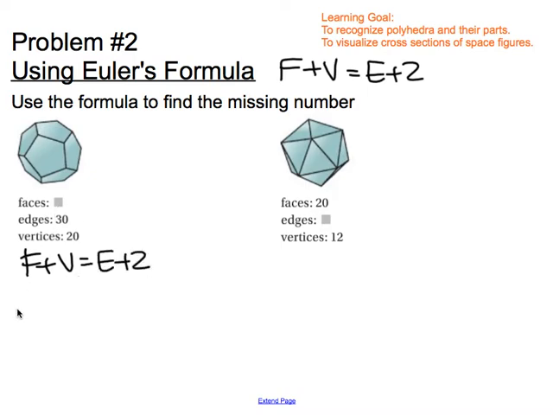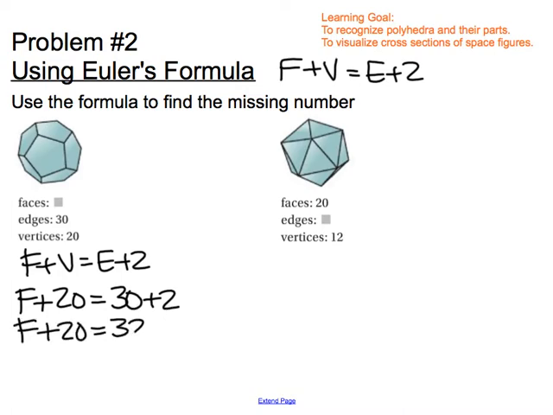We have F plus V equals E plus 2. Here the number of faces is a variable. So we have F plus V, which is vertices. So we have F plus 20 equals the number of edges, which is 30 plus 2. So we get F plus 20 equals 30 plus 2 is 32. And if we subtract 20 from both sides, we get that F equals 12. So this is in fact a 12-sided polyhedra.